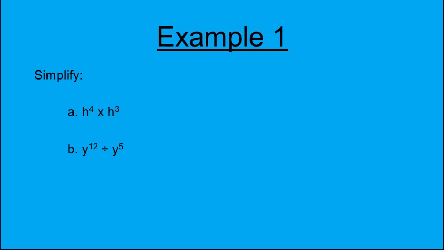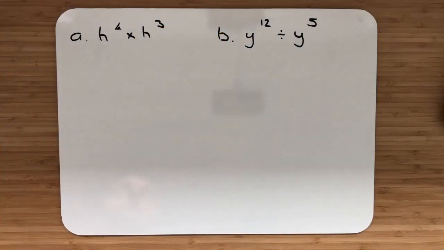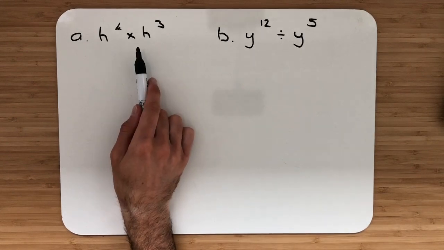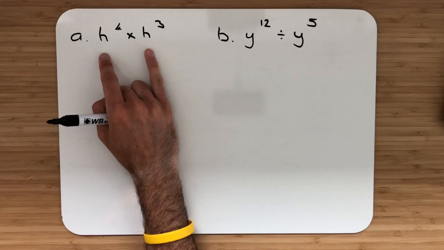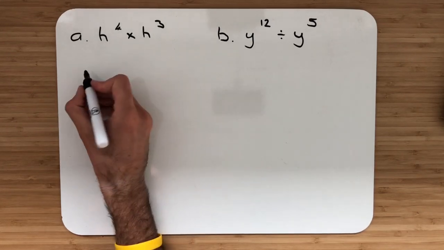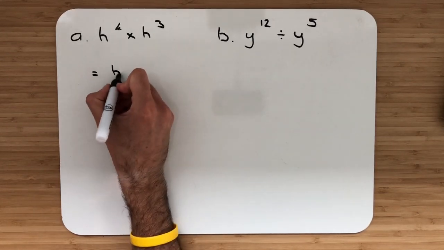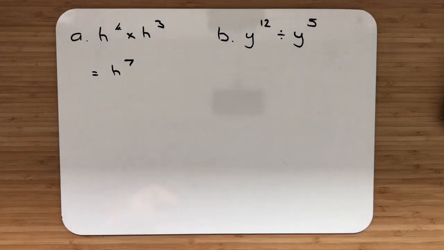Example 1. Simplify part A, h to the power of 4 multiplied by h cubed. Part B, y to the power of 12 divided by y to the power of 5. Okay, example 1. H to the 4 multiplied by h cubed. Let's keep this nice and straightforward. If the base is the same, which is just a fancy word for letter, when we multiply we add. So that simply becomes h to the power of 7.